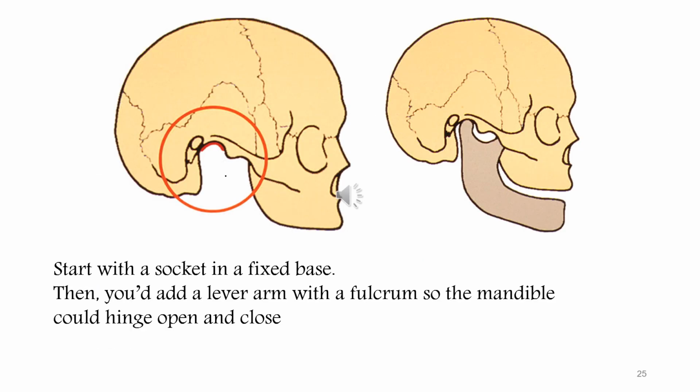And now the temporomandibular joint by itself, so what is it? The skull has a socket where the TMJ is, and this socket needs something in it so we can move the mandible. So if we're adding a lever arm with a fulcrum, that's what the TMJ actually is. It's almost like a fulcrum to move the mandible.